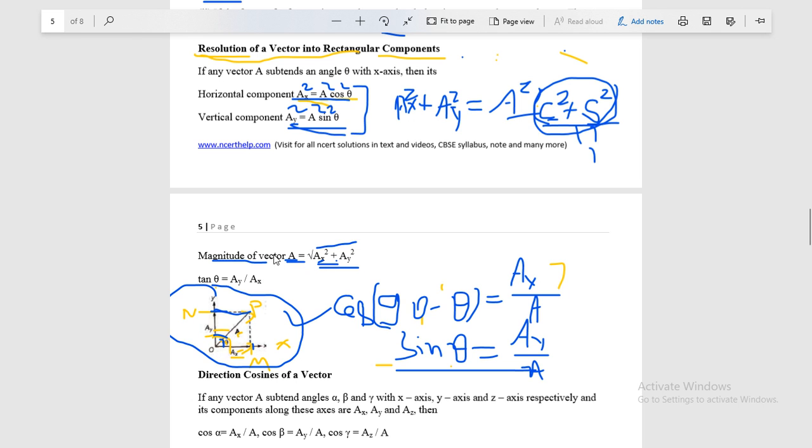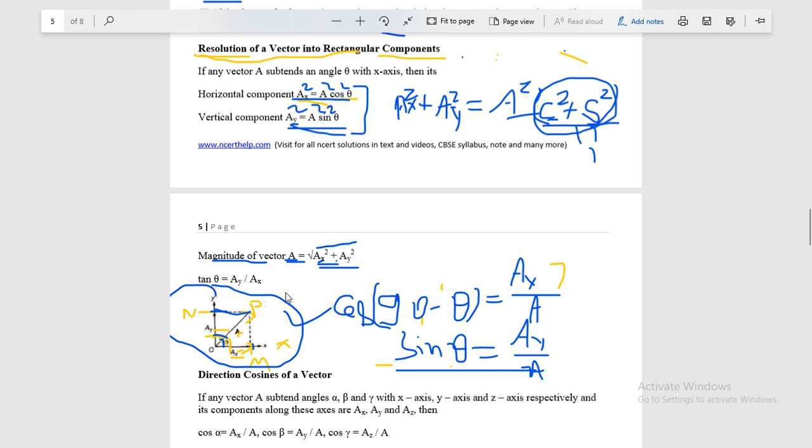So you can see here, this is the formula: a is equal to under root ax square plus ay square. This one is the formula for the magnitude of the vector a, of which ax and ay are components.